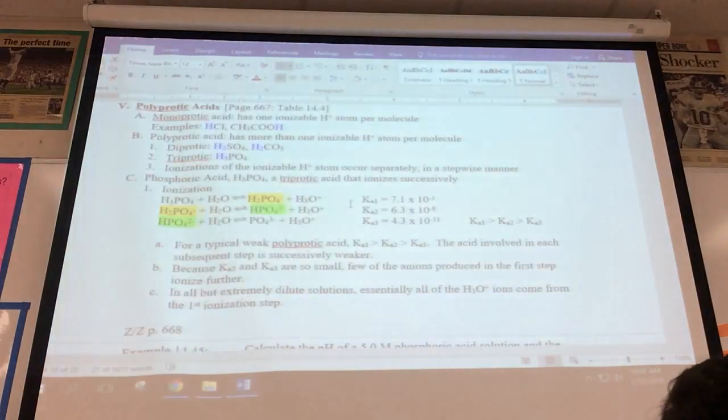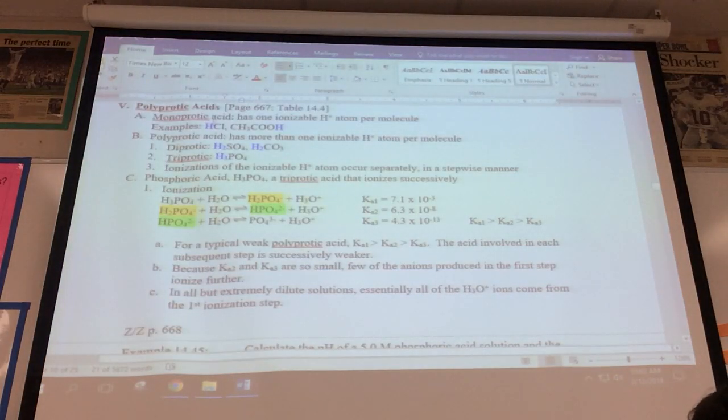It's just a penmanship exercise. So monoprotic, for example, hydrochloric or acetic acid. Diprotic would be sulfuric and carbonic. We're going to take a look at sulfuric because that's interesting. It is the only diprotic acid that is strong. Carbonic acid is a weak acid, phosphoric acid, triprotic.